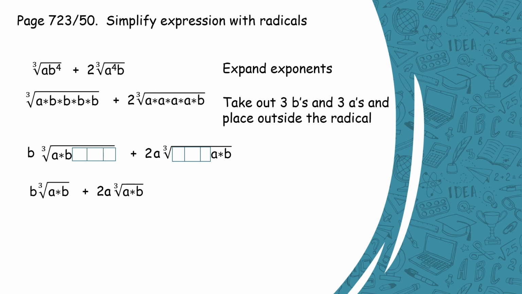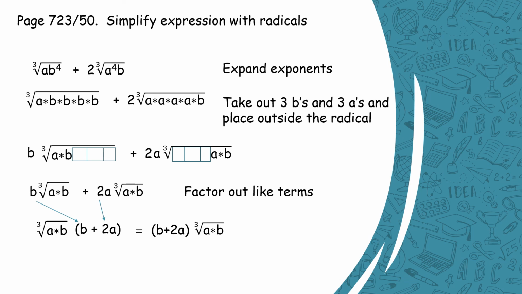Now we see that there are like terms in the expression. It's the cube root of ab. So if we take that term out, we will have the cube root of ab times b plus 2a, which are these terms. Or if you like, it's b plus 2a quantity times the cube root of a times b as the solution, since usually the radical expression is after the constant.